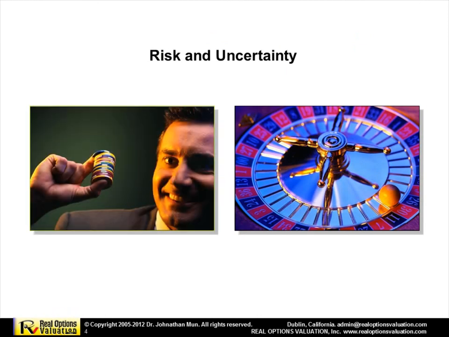Now, let's just sit back and watch a couple of small little cartoons here, and let's talk through risk and uncertainty, if you will, before jumping in and doing anything heavy duty. So we have 2 pictures here. The picture on the left with the guy smiling, and a picture on the right with a roulette wheel. And we have 2 words, separated by a conjunction. So we have risk and uncertainty.